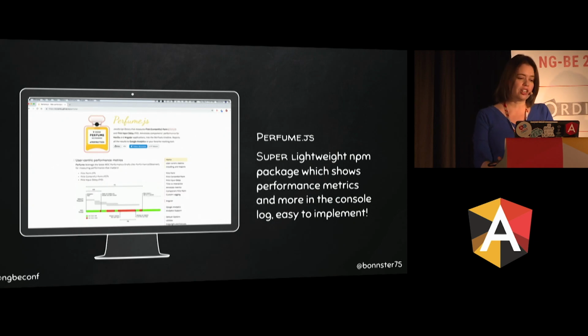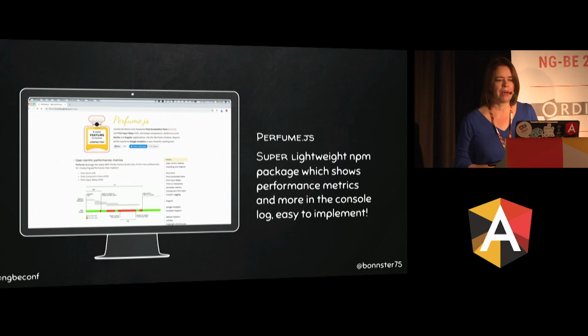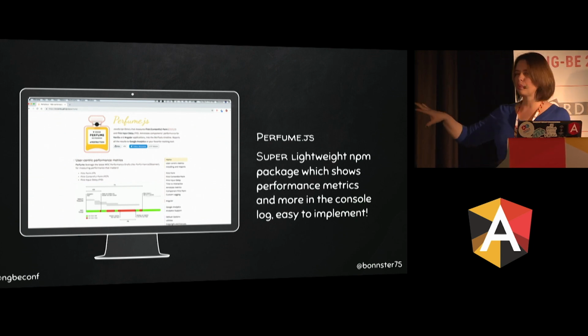Okay, perfume.js. I actually just met Leonardo in Canada, I think, a couple months ago, and he created this super lightweight NPM package. It shows performance metrics in the console. You could do this without Perfume, but you just have to write the code yourself. So Perfume is just very convenient.